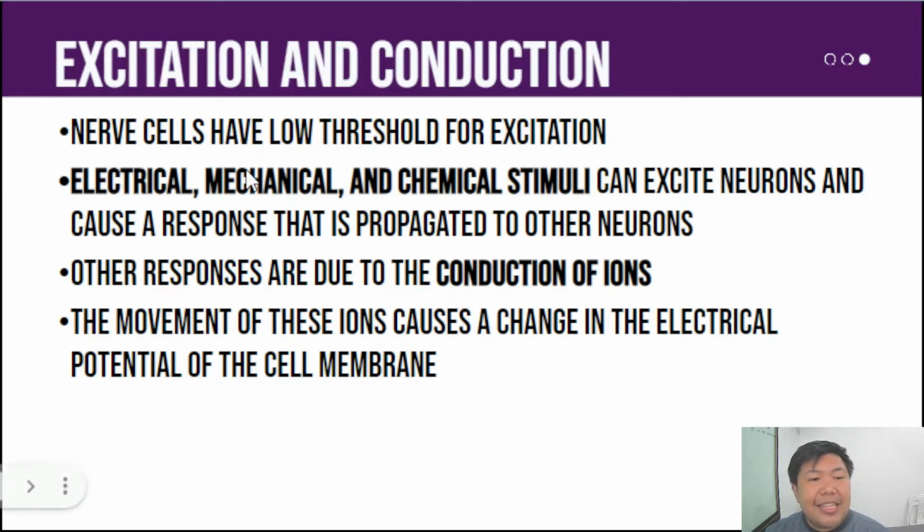Other than your electrical, mechanical, and chemical stimulus, other reasons behind the excitation of nerves are the conduction of ions. Okay? So basically, the movement of these ions causes a change in the electrical potential of the cell membrane. So ano ulit yung RMP natin? Negative 94. At kapag nagbago ang amount of sodium outside and the amount of potassium inside, then it can lead to an excitation. Okay? Now, how can this conduction of ion happen?